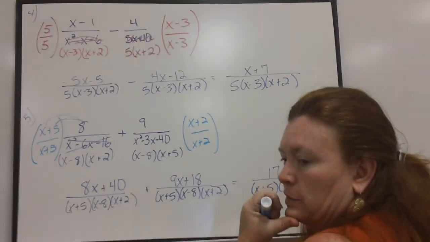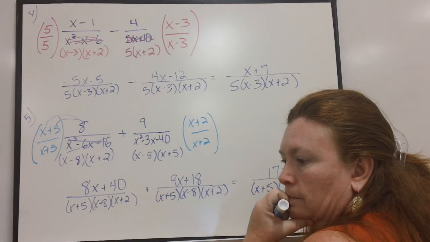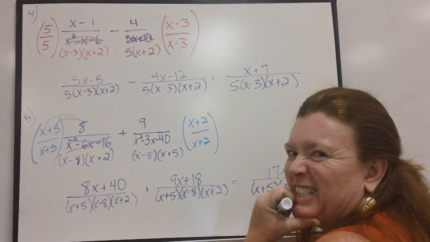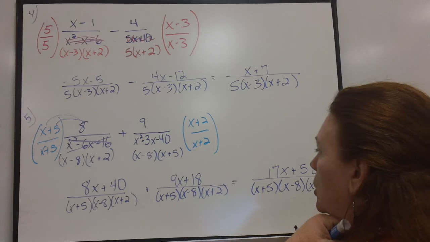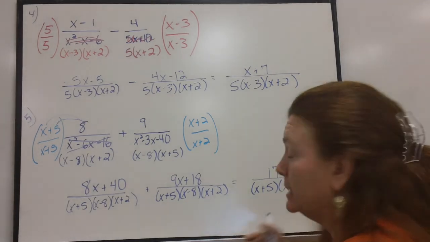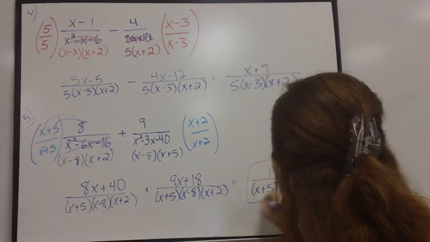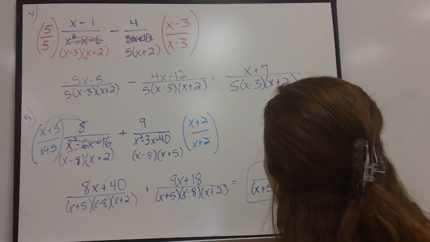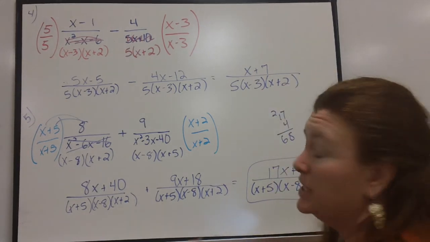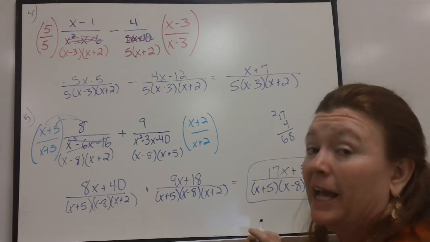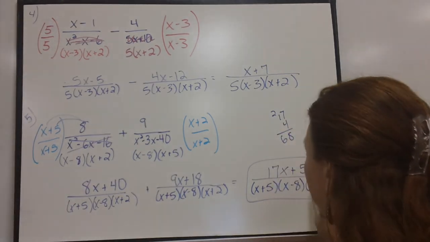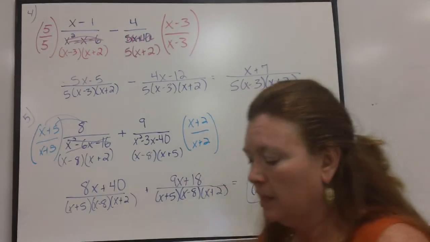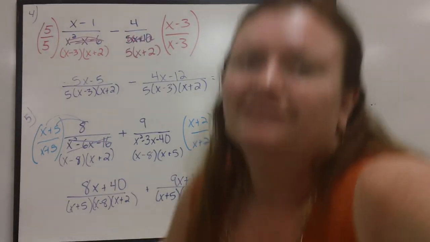17 times 4, I think it's 68, not 58. So I'm pretty sure I can't reduce this. I'm good. Okay, I just have to check. Yep, it's 68, so I'm good. If it was 58, we might have to factor that out. And if we did, we'd have to then see if anything canceled. But we're good? All right, good luck.